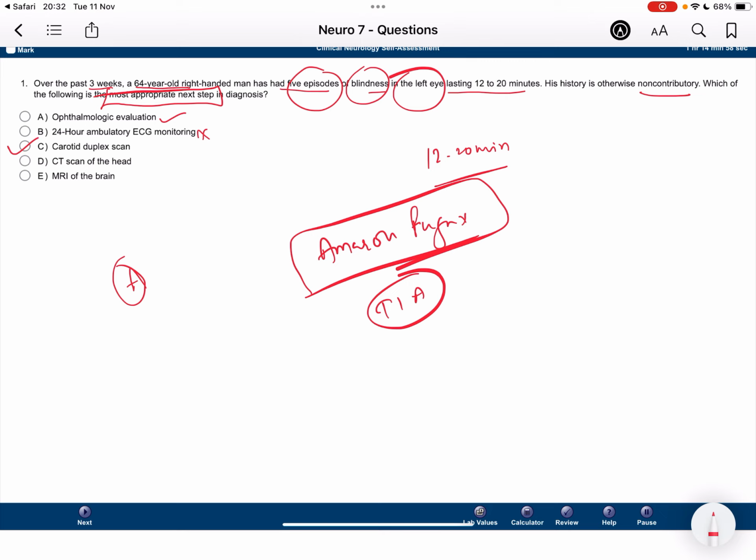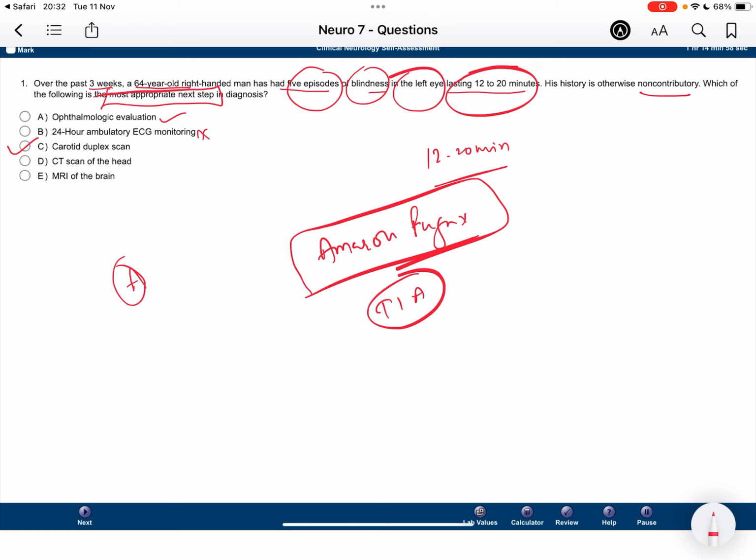Next, we talk about CT scan of the head and MRI brain. CT scan of the head and MRI of the brain is usually done if the patient has got an underlying infarct or if you think that this patient has got a stroke. But this patient who has got 5 episodes of blindness in the left eye, each lasting 12 to 20 minutes, indicates that there is transient vision loss, indicating that this patient has developed amaurosis fugax.